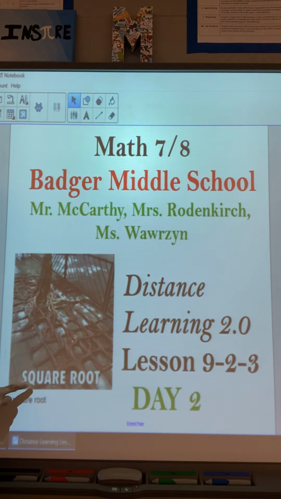Again, we're dealing with square roots. So if you notice my square roots here off the tree, which this was actually pretty cool when I found it.